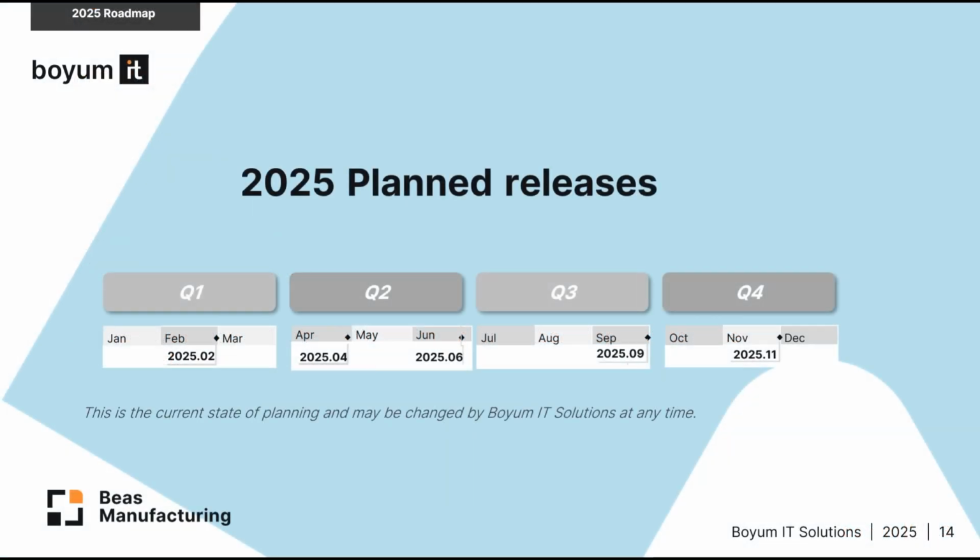This concludes our introduction to the 2025.02 version of Beas Manufacturing. According to our release roadmap, our next version will be 2025.04 to be released at the end of April 2025.